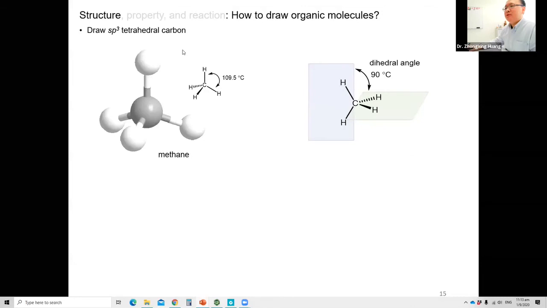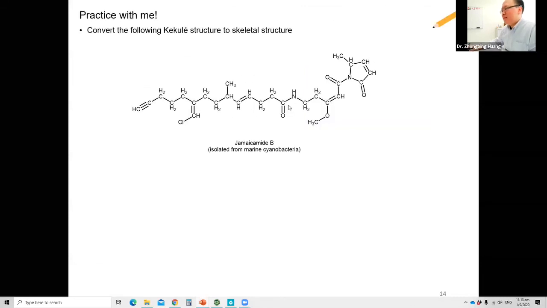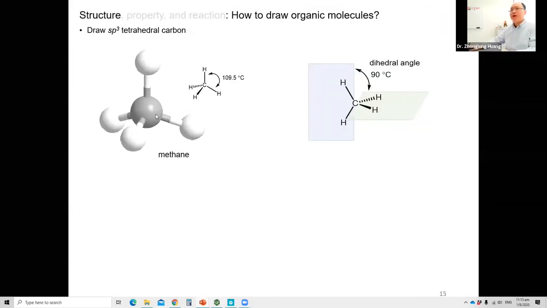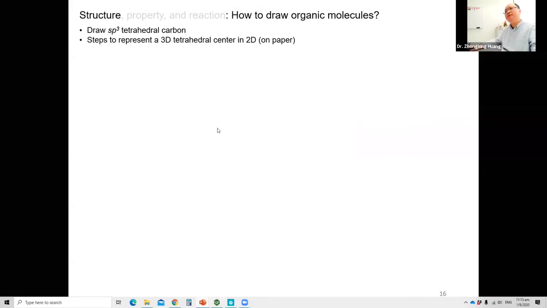After this practice, I will show you how to draw 3D structures. Because as I told you, the organic molecules are mostly in 3 dimensions, right? Especially methane, and I already showed you the structures, and how to draw the tetrahedral carbon with sp3 on it, which is a way to represent a 3D tetrahedral center in 2D, which is on paper. And especially when you learn stereochemistry later in the course, you will have to do that.